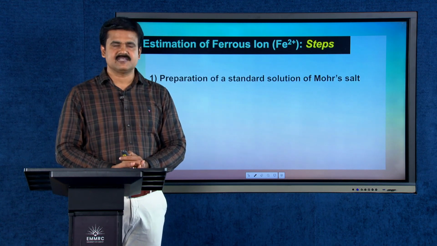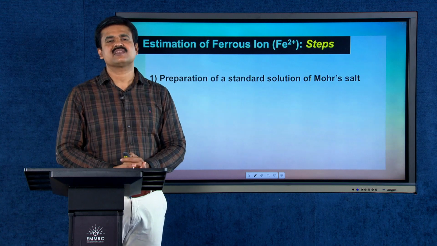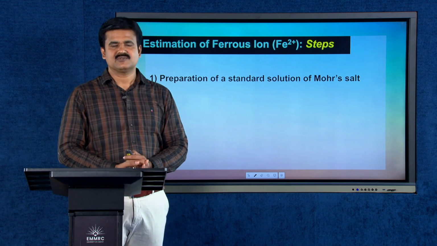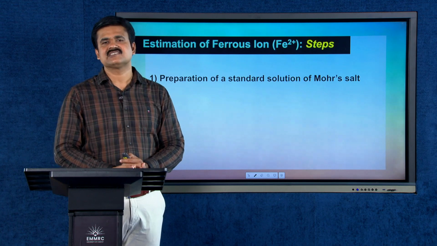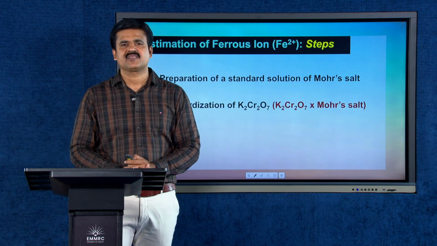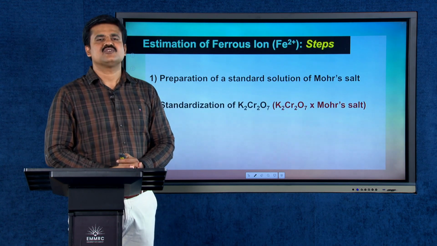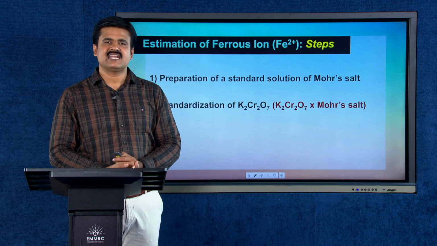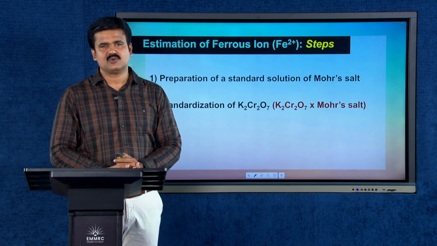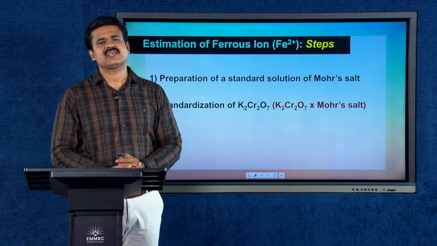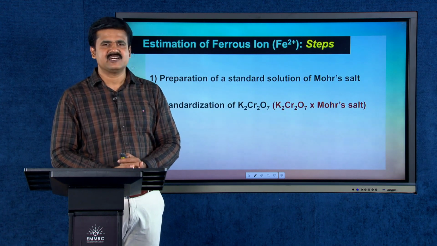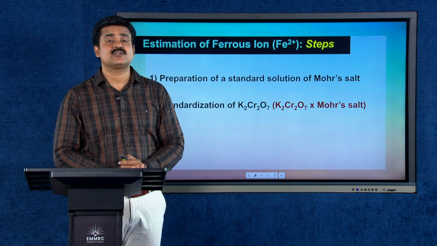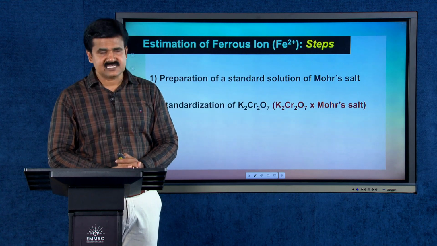And these are the steps that we have to adopt during the estimation of ferrous ion using dichromate titrations. First of all, you have to prepare a standard solution of Mohr's salt. The standard solution of Mohr's salt can be used to standardize the given K2Cr2O7. In certain cases, you can also directly weigh some amount of potassium dichromate to get a standard solution as such, because K2Cr2O7 as such is a primary standard.